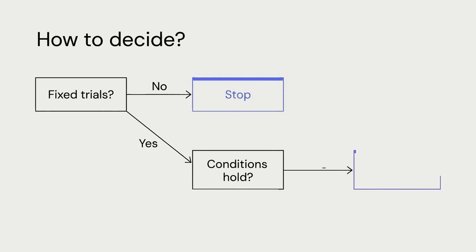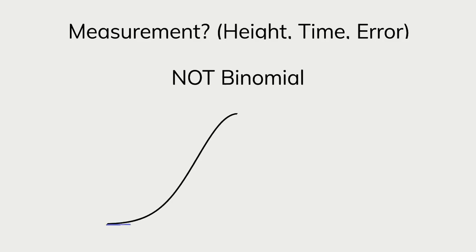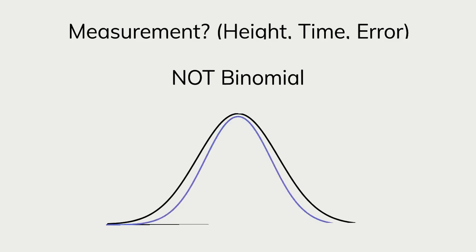Then ask one more question. Is n large enough and is p not too close to 0 or 1? If yes, you are allowed to approximate with a normal distribution. If not, use the exact binomial. If instead the variable is a measurement, something continuous like height, time, or error, then binomial is the wrong tool from the start. If the data are roughly symmetric and bell-shaped, or if you are working with averages of many observations, the normal distribution is usually appropriate.